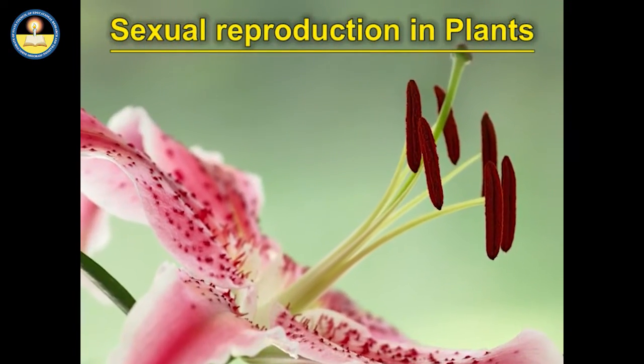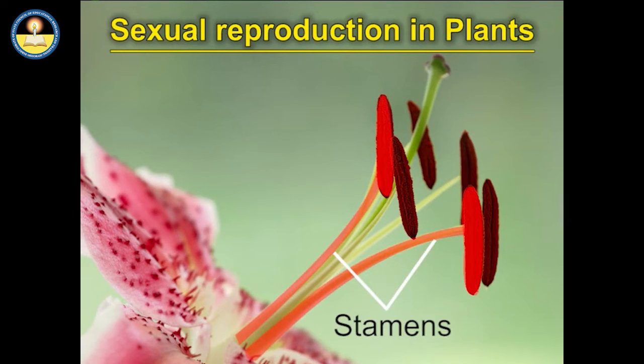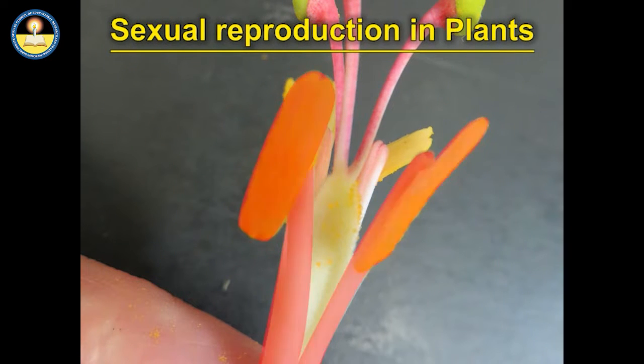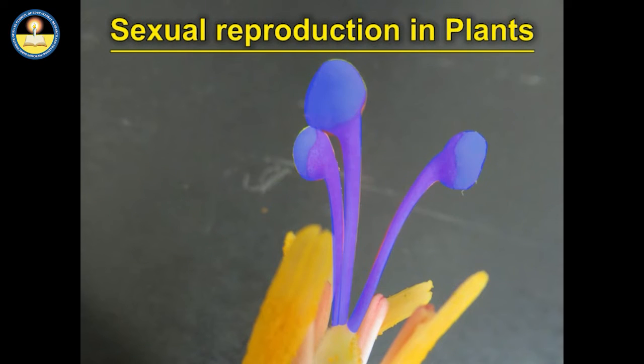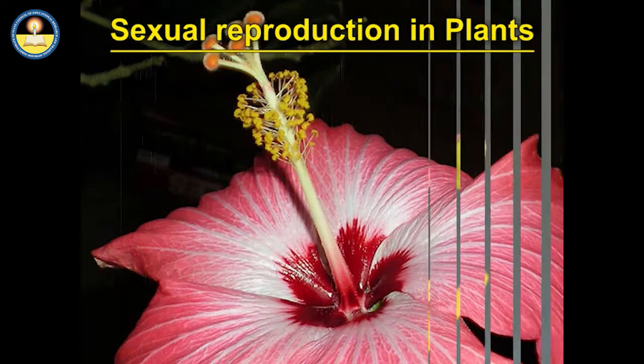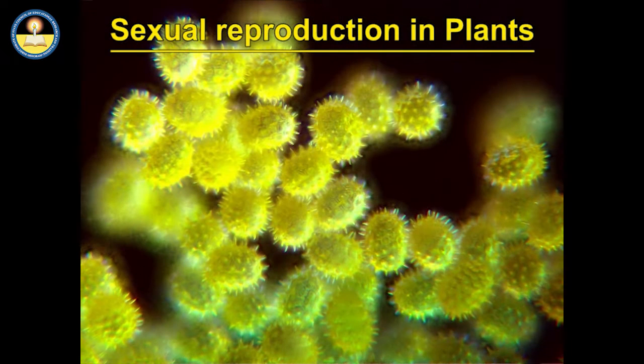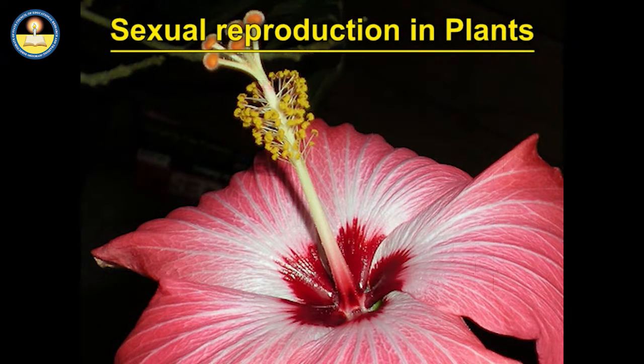Flowers contain the reproductive structures stamens and carpels. Stamens are male reproductive organs and carpel is female reproductive organ. These two parts directly participate in sexual reproduction. Stamens produce pollen grains, while carpels contain the egg cells.